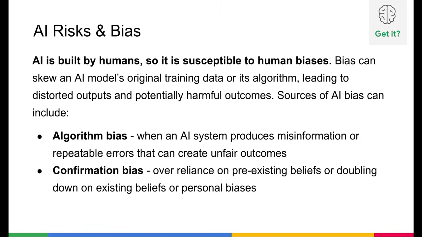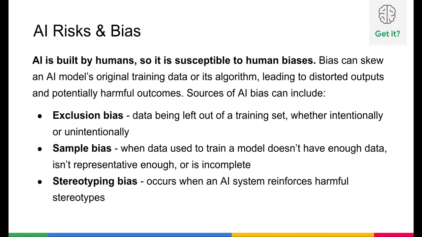Okay, so AI is built by humans, so it's susceptible to human biases. Bias can skew an AI model's original training data or its algorithm, leading to distorted outputs and potentially harmful outcomes. Sources of AI bias can include algorithm bias when an AI system produces misinformation, or repeatable errors that can create unfair outcomes, and confirmation bias, which is over-reliance on pre-existing beliefs or doubling down on existing beliefs or personal biases.